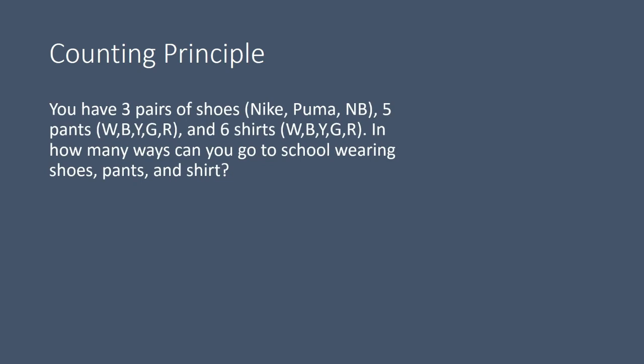So let's go back to the experiment about choosing from among 3 pairs of shoes. You have 3 pairs of shoes, 5 pants, white, blue, yellow, green, and red, and 6 shirts, also a white shirt, blue shirt, yellow shirt, green shirt, and red shirt. In how many ways can you go to school wearing shoes, pants, and shirt? So you will choose from among these the outfit when you go to school. In how many ways can you go to school? That is, what is the size of the sample space? You can do it using a tree diagram, but we can also use the counting principle.